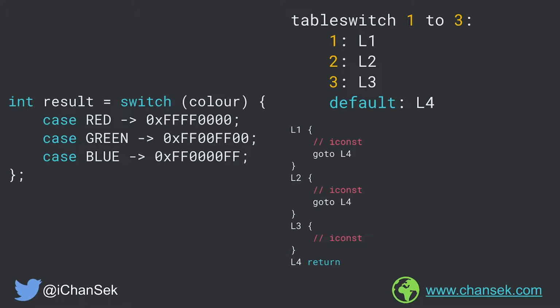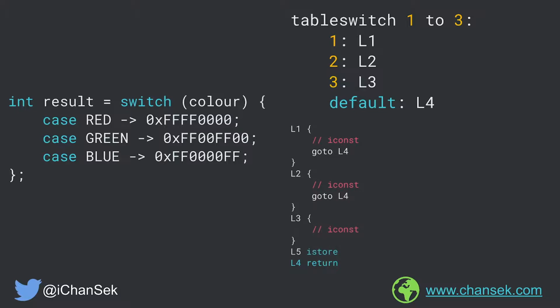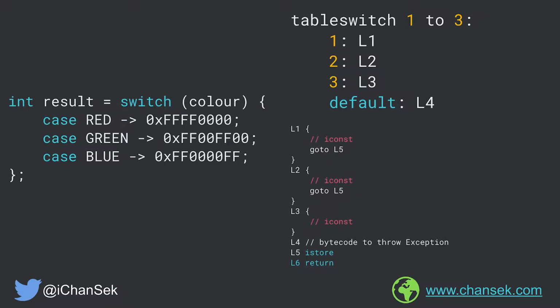Since the assignment is done only once instead of having it in all case labels, a new label is added to store the value after the last case label. And the goto command of L1 and L2 will jump to the newly introduced label. Now there is one more problem, and that is we don't have a default case here. So in addition to L5 label to store the result, we have L4 label which throws an exception.